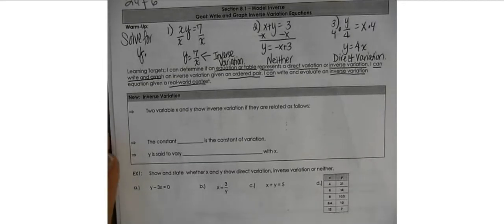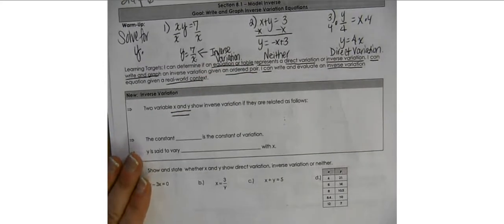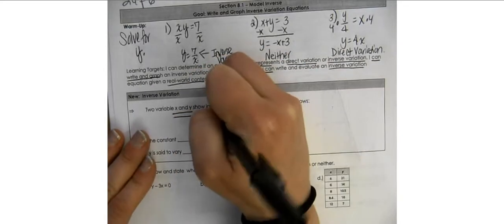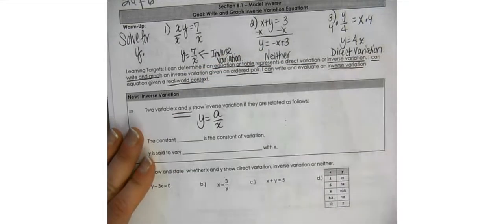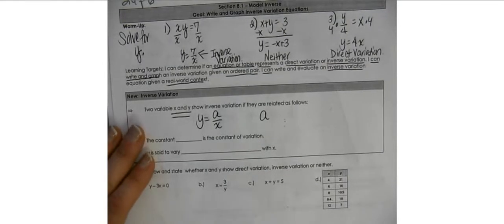So what is an inverse variation? An inverse variation requires you to have an x and a y value, or two variables that are related as follows. You're going to see an equation written in the form of y equals a divided by x. And the way that you come up with your a value, so in direct variation, it was y divided by x. With inverse, it's going to be the opposite. A is going to be equal to x times y.